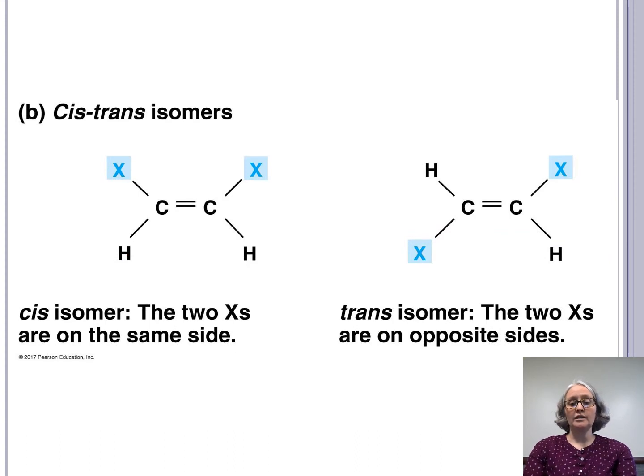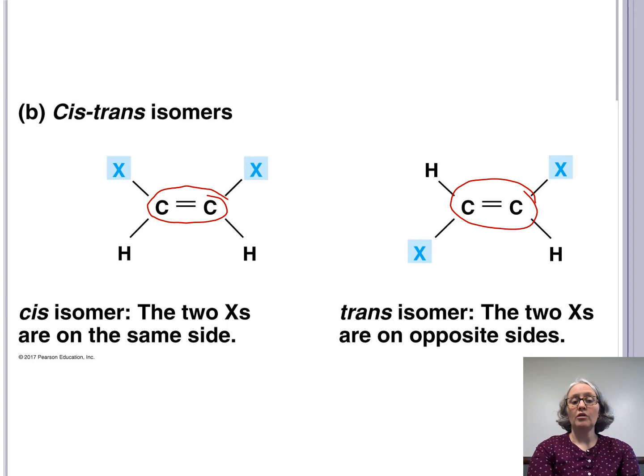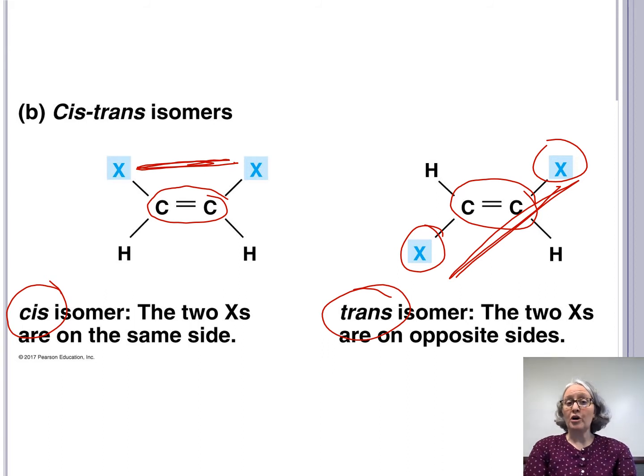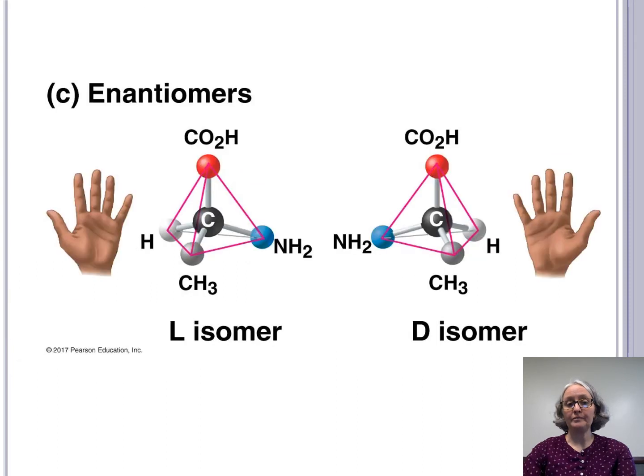Next, we have cis-trans isomers. You can see that there is a double bond. That's a giveaway that we're talking about a cis-trans isomer. So there's a double bond, and then the two somethings either happen on the same side of the double bond, in which case it's called a cis isomer, or they happen on opposite sides of the double bond, in which case it's called a trans isomer. You've probably used this terminology without realizing you were using this terminology. When we talk about trans fats in our diet, these are fats that have this trans orientation around a double bond. The third type of isomer is an enantiomer.